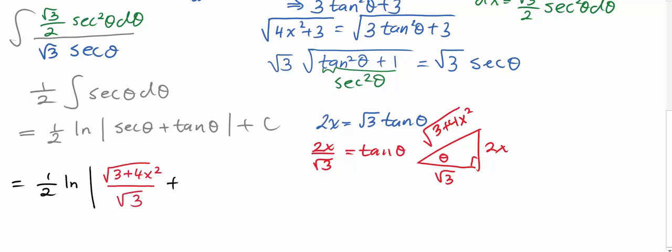tangent is opposite over adjacent. Our opposite in this case is 2x. Our adjacent is rad 3.